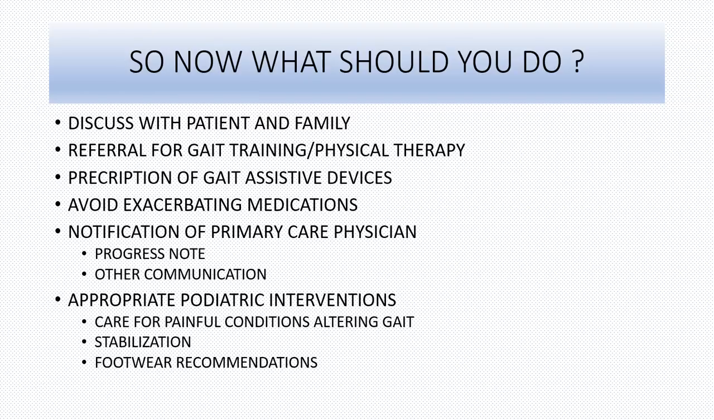Frequently, I will refer these patients out for gait training or appropriate physical therapy. I will prescribe appropriate gait assistive devices as I see the need to do so. I look at the medications the patients are taking and try not to compound the problem by adding medications that can lower their blood pressure or contribute to their neuropsychiatric issues. I will send a note to the primary care physician. You can typically do this within your progress note. You could pick up the telephone. You could do it by any means of communication.